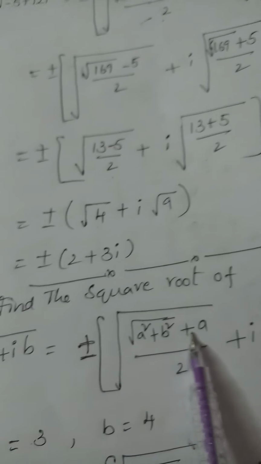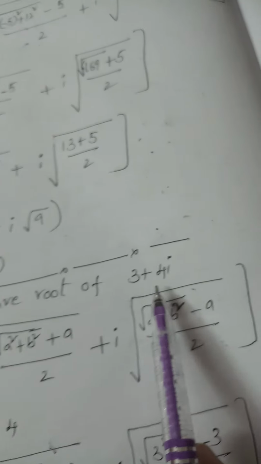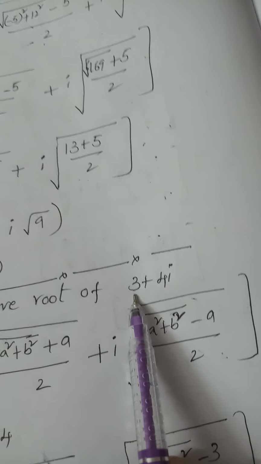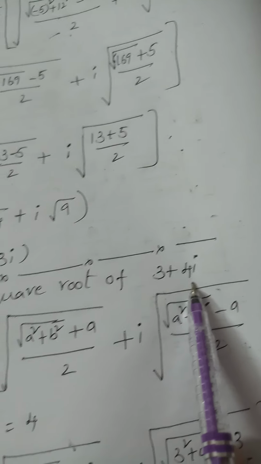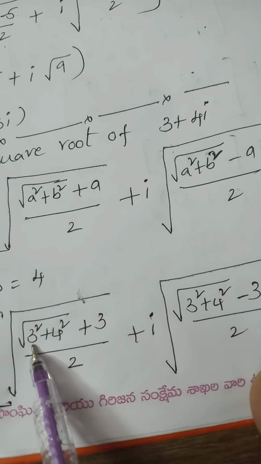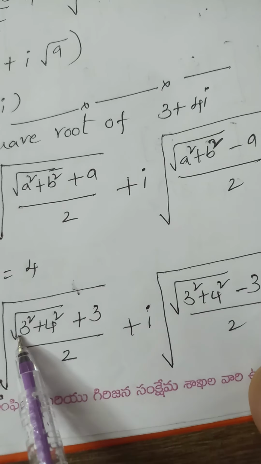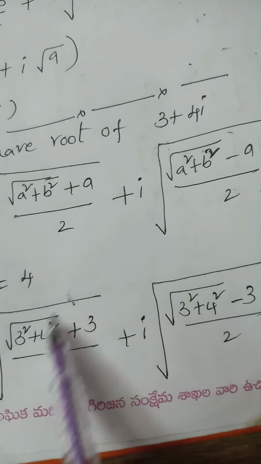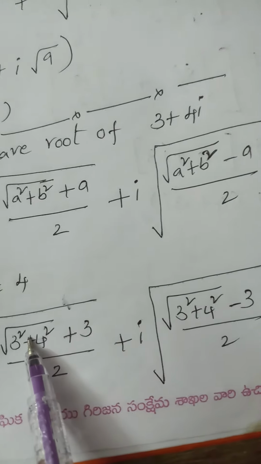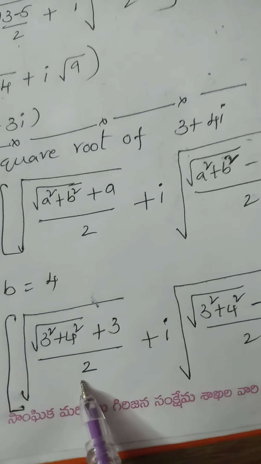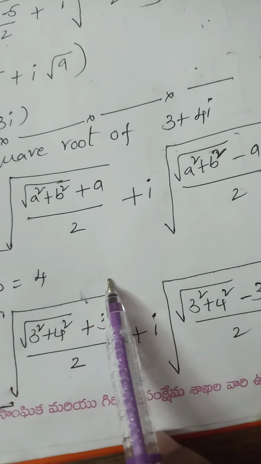Okay. Next sum. Find the square root of 3 plus 4i. Very easy. In the place of a, substitute 3. In the place of b, substitute 4. So 3 square. 3 square means 3 3 is a 9 plus 4 4 is a 16. 9 plus 16 is, yes, 25. So root 25. What is root 25? 5. So 5 plus 3 is 8. 8 by, what is 8 by 2? 4. Then what is the square root of 4? 2 is the real part.